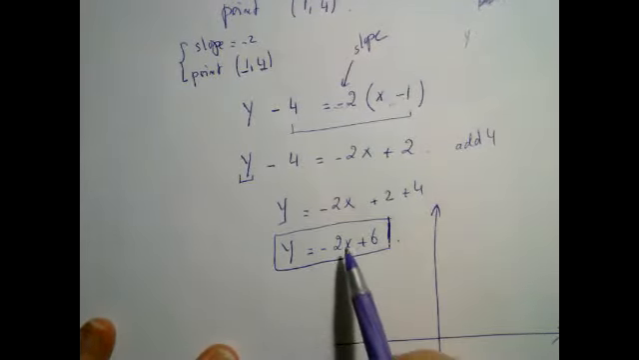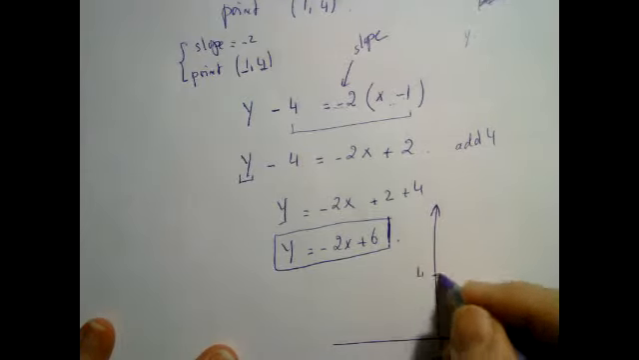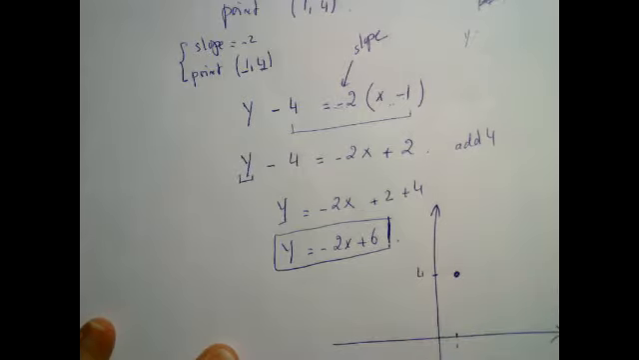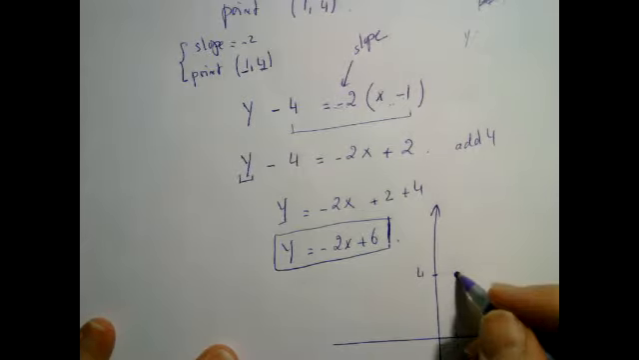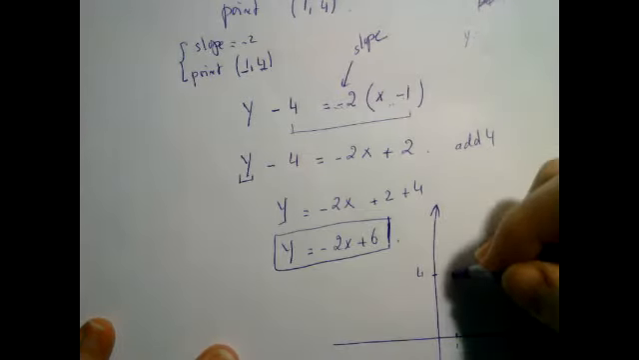So my line was, it passed through the point 1, 4. So this is 1, 4. So that's the point on my line. That's what I gave you. And the slope is minus 2. So if you go by 1, you go down by 2. So that's really the line.